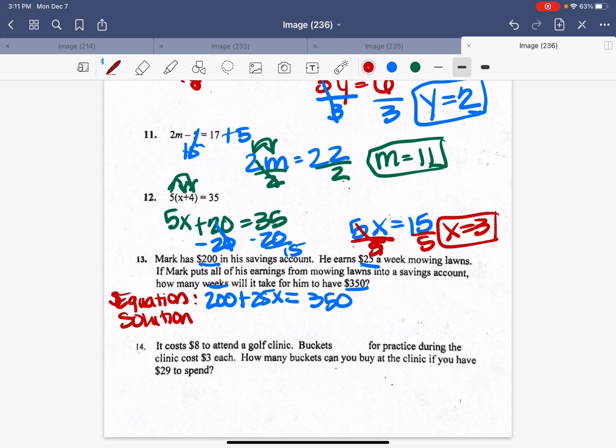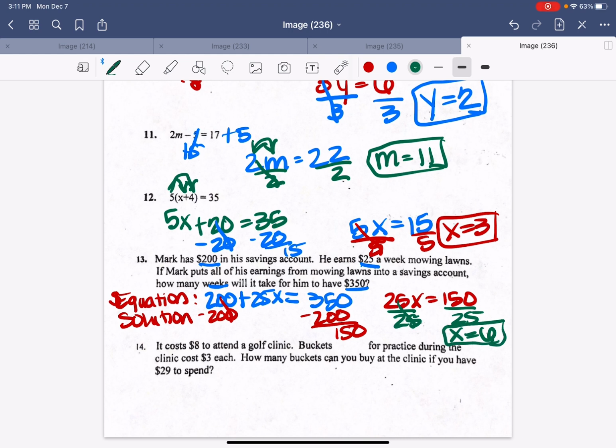So first of all, I need to move the 200. So subtract 200. Subtract 200 over here, which is 150. So then I have 25x equals 150. So now I can divide by 25 and divide by 25. So my x equals 6. So it's 6 weeks.